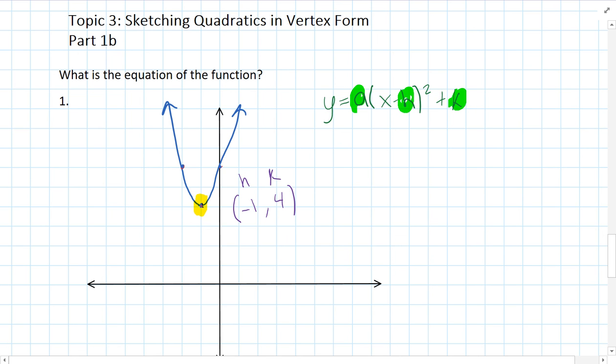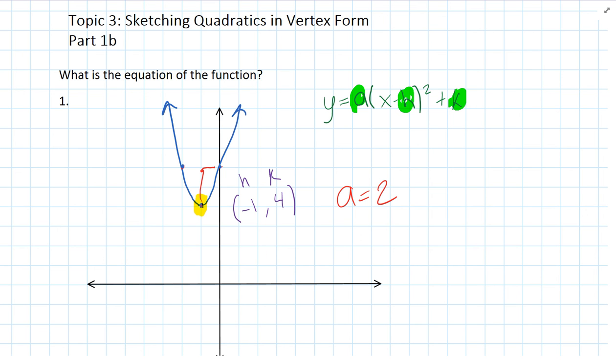So I'm going to go back to that vertex, and I want to see how much my parabola is being stretched. So I'm going to go from my vertex to my next intersection point and see how far up I'm going. And so if I count this, I can see I'm going up 2 and over 1, which means I'm going to have an a value of 2. And since this is a parabola facing upward, we know that 2 is going to be positive.